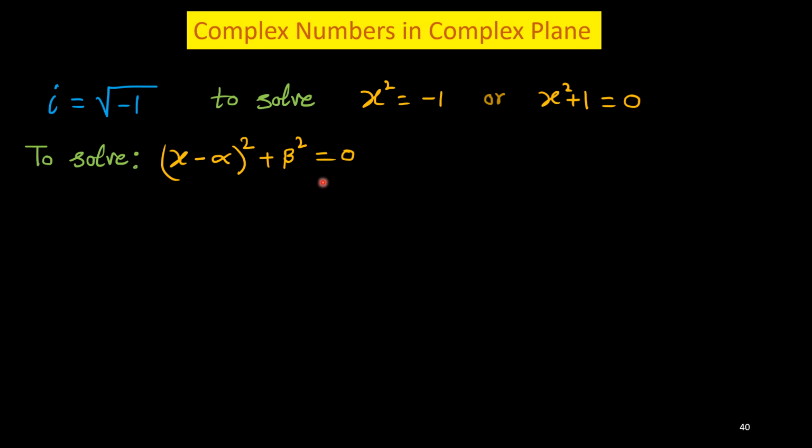Now to solve this kind of equation, x minus alpha, that whole square, plus beta square, where alpha and beta are both real, the solution is, of course, not real because here there is a plus sign. Its solution will be of this form: alpha plus minus i beta. So this number is your complex number. It has one real part and one imaginary part. This imaginary part is beta and the real part is alpha.